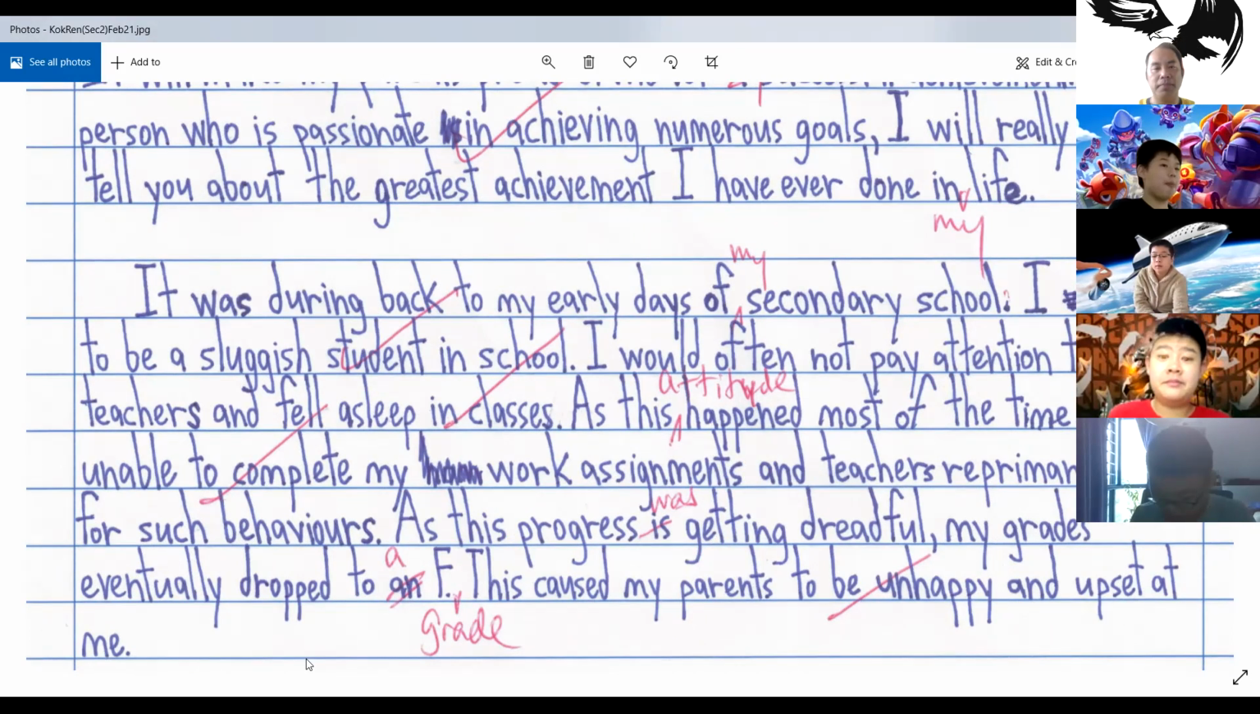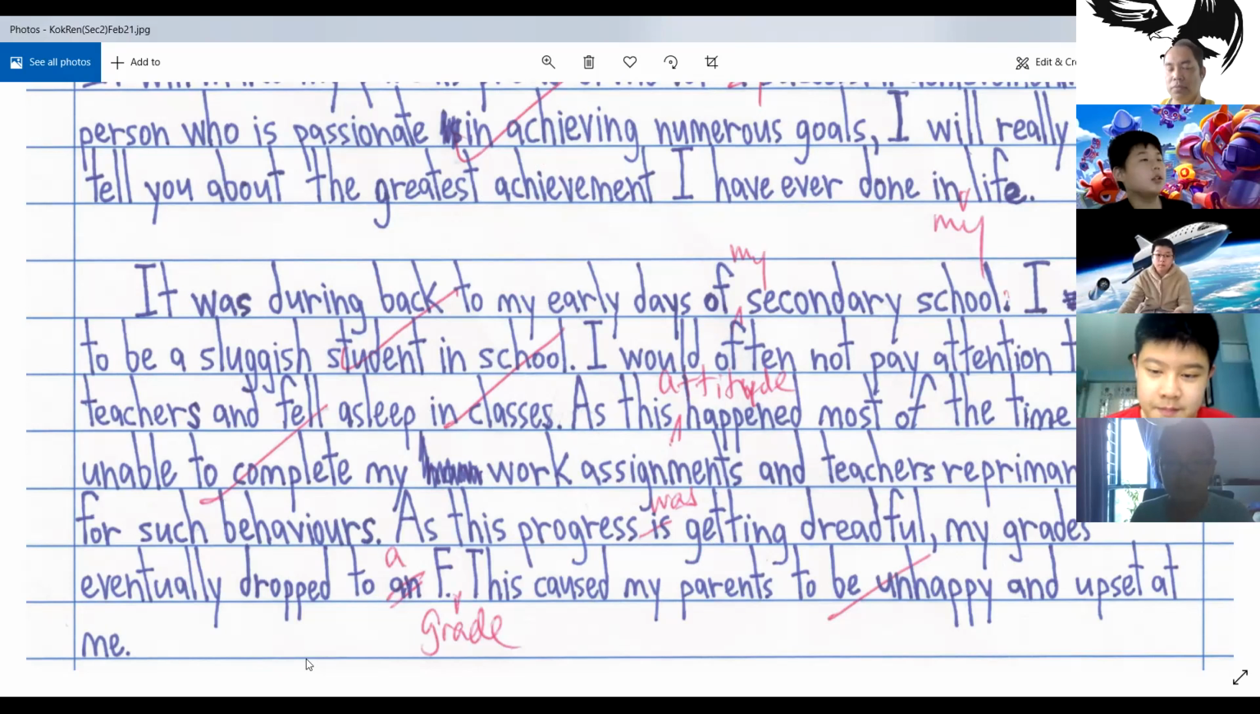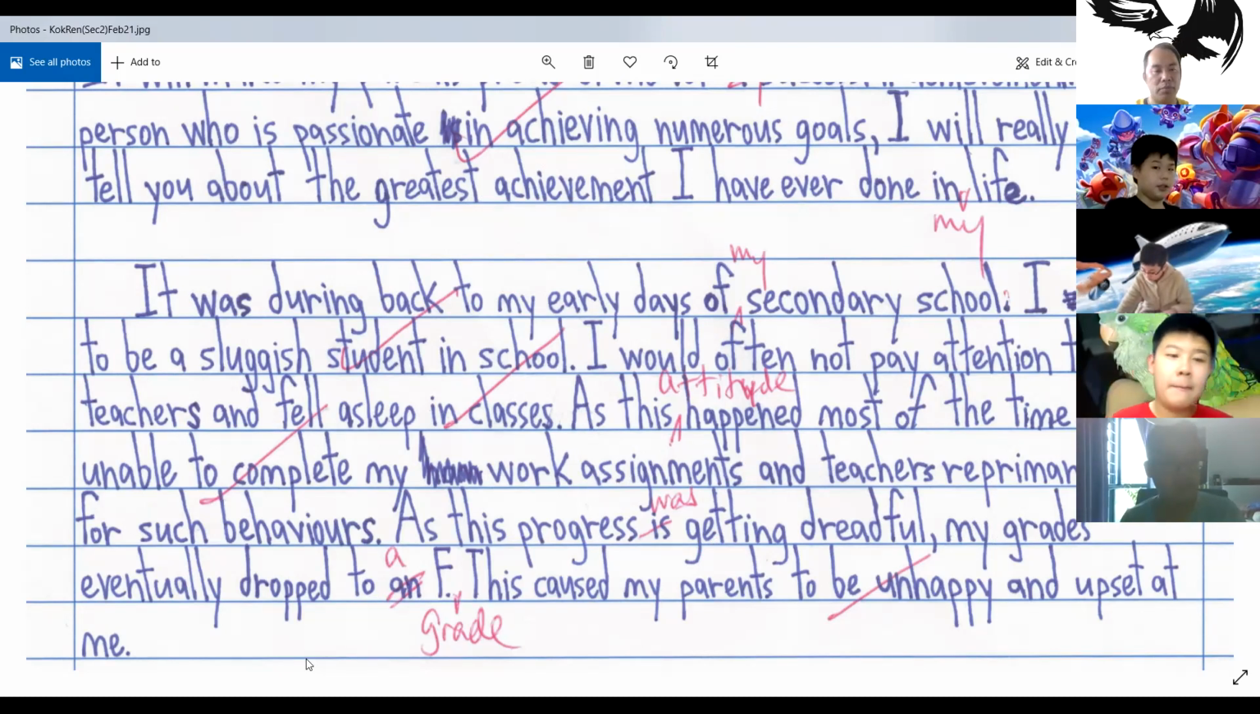It was back in my early days of secondary school. I used to be a sluggish student in school. I would often not pay attention to my teachers and fall asleep in classes. As this attitude happened most of the time, I was unable to complete my work assignments and teachers reprimanded me for such behavior. As this progress was getting dreadful, my grades eventually dropped to an F. This caused my parents to be unhappy and upset at my grade. Okay, thank you so much for your reading.